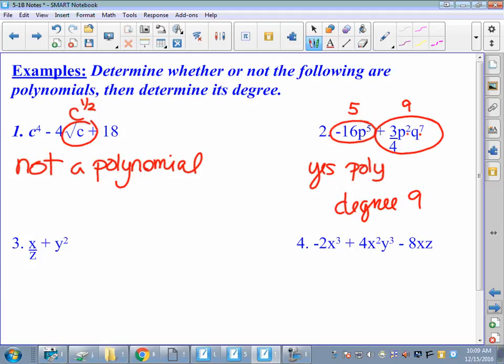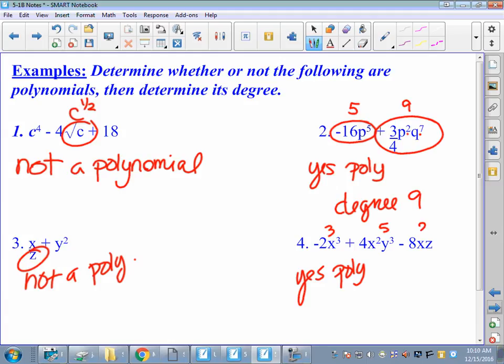Number 3, not a polynomial, because you're dividing 2 monomials, so that division of z is incorrect. And number 4, yes, it's a poly. And then when we figure out the degree, the first monomial has degree 3. The second monomial has degree 5. The third has 2, so the biggest one wins. So this is a degree 5 polynomial. So that is determining if it is a polynomial, yes or no, and then determining the degree if it is.